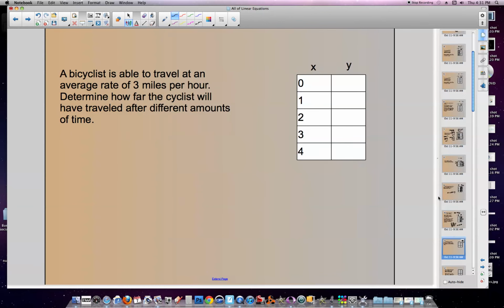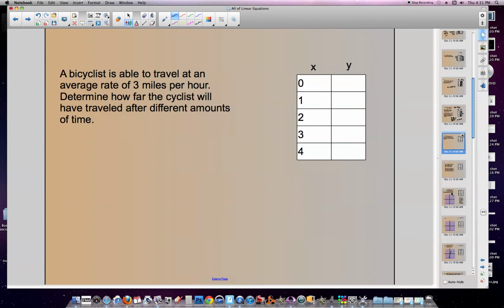Let's look at one or two of the problems, and then we'll be done with this video. So this is kind of a special type of problem with distance and time, because you're going to see this on TCAP. There's a lot of questions about this on TCAP. So let's say we have a bicyclist that travels at an average rate of 3 miles every hour. We want to fill in this table. This is time, and this is distance.